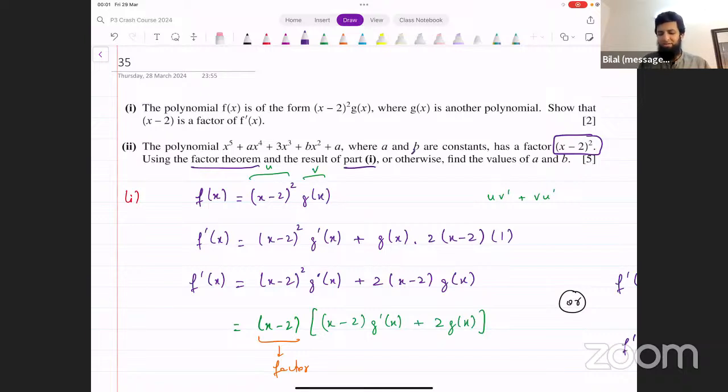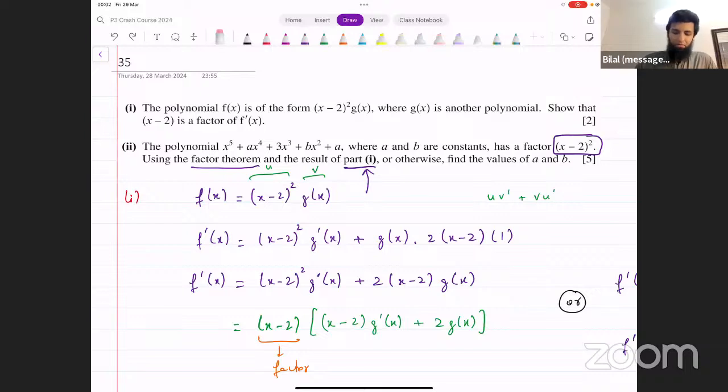Generally when it says "or otherwise," you treat this like the examiner is trying to challenge you that you can try something else if it works for you. But generally, what they ask you to do, just follow that. That's going to be the easiest way. So ignore the "otherwise" and just follow what they're saying. They're saying using the factor theorem and the result of part 1, find the values of a and b.